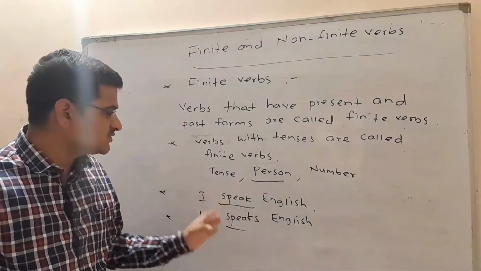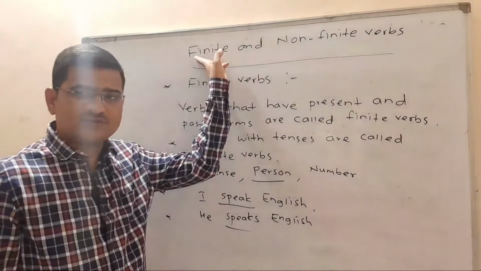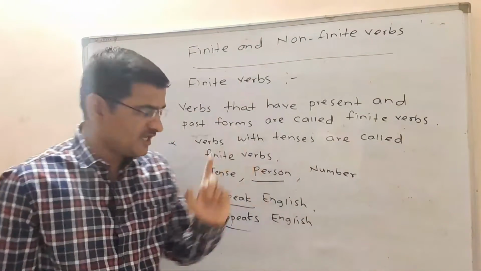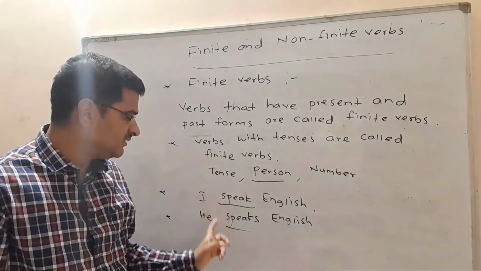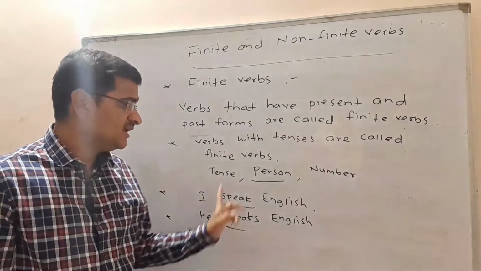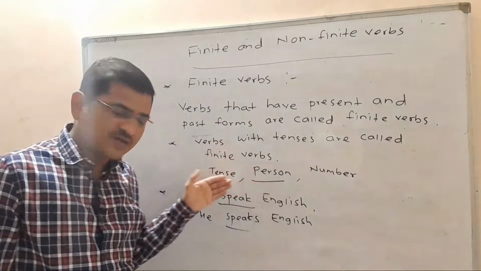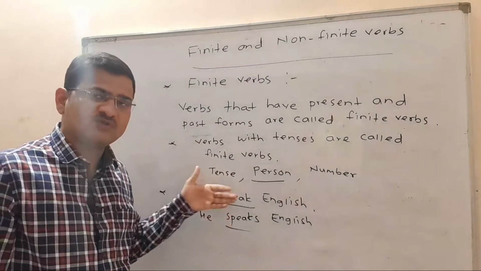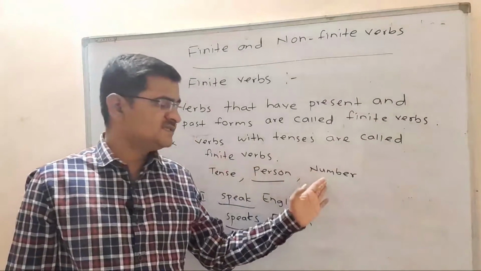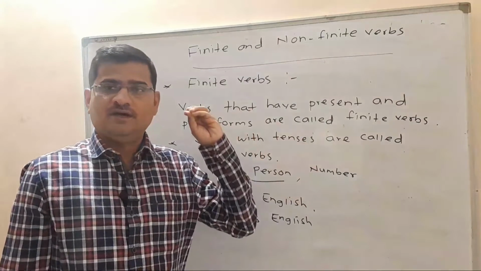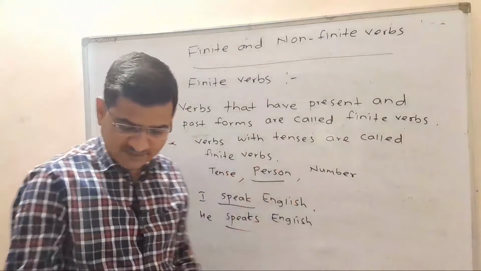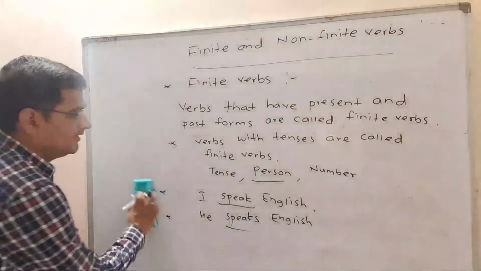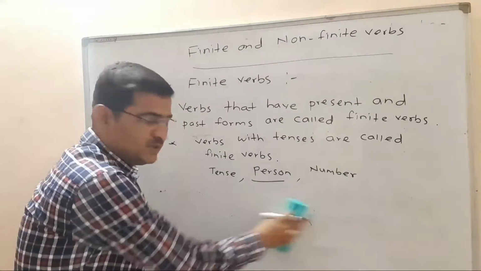So these are also the examples of finite verbs, because finite verbs change according to the tense. Already we have seen. Now the verbs are changing according to the person. That's why these are the examples of finite verbs. Now we will see how the verbs change according to the number. So please have a look at the board. Number means singular and plural.